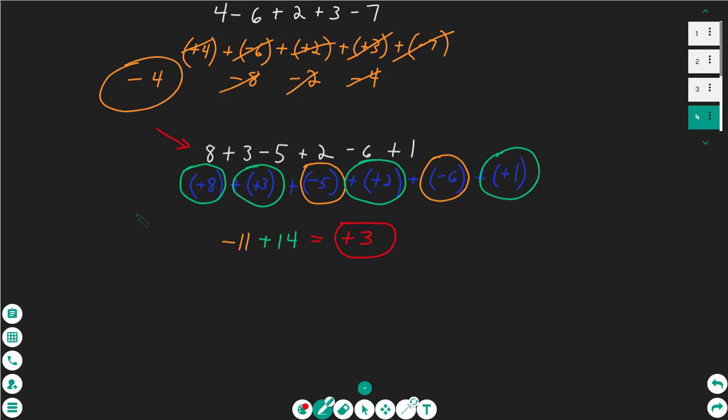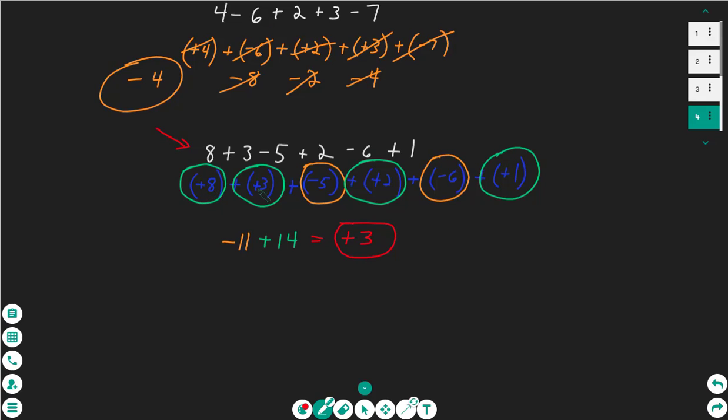All right? So we've done this in a couple different ways now. We've done it by going from left to right, from right to left, and then this last one we did by just pulling out the negative numbers and combining those, and then pulling out the positive numbers, combining those, and then combining the two together. And just to show you that you would get the same answer, we'll do it again, only just mentally.